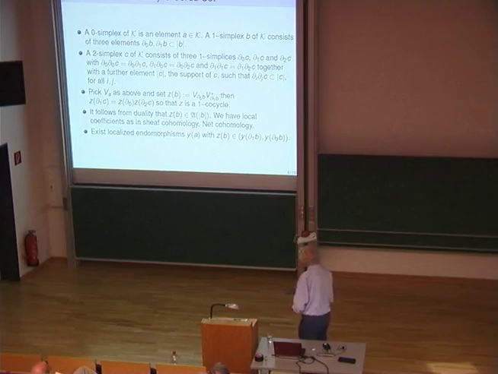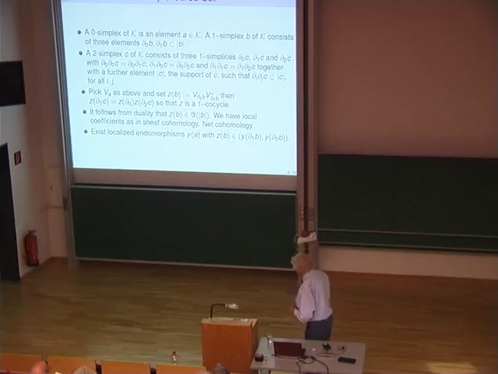Then if you pick, now I've written A instead of O, because A is just an element of K, as O was. And you set Z of B equal to V of D0 of B, V of D1 of B star. Then you get a one cocycle. Z of D1 of C is equal to Z of D0 of C, the C is missing, Z of D2 of C.